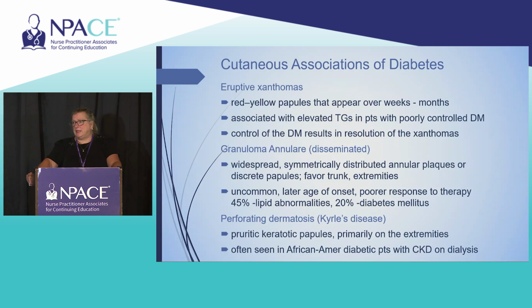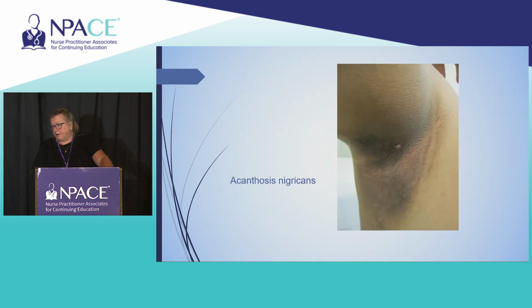The Kyrle's disease, we saw the photo of that on the gentleman's legs, it's just awful. It's a very, very itchy, perforating disorder. Those plaques are coming from deep within the dermis. And they're brought up to the surface in patients who have chronic kidney disease, most likely on dialysis, and are seen more often in African American males, but they're not uncommon within that population of chronic dialysis patients. Not good treatments for those either.